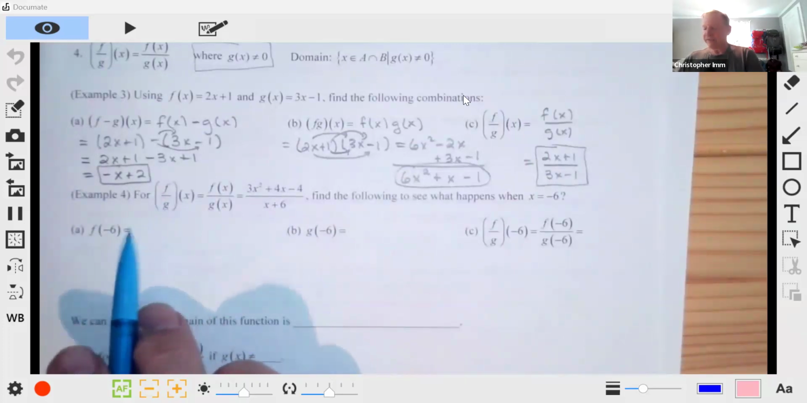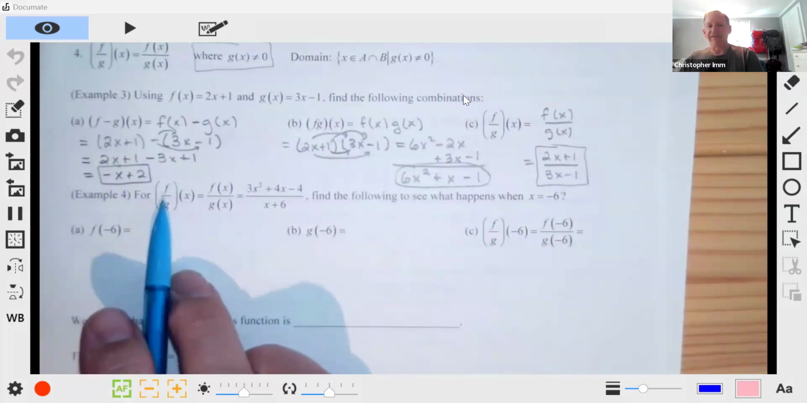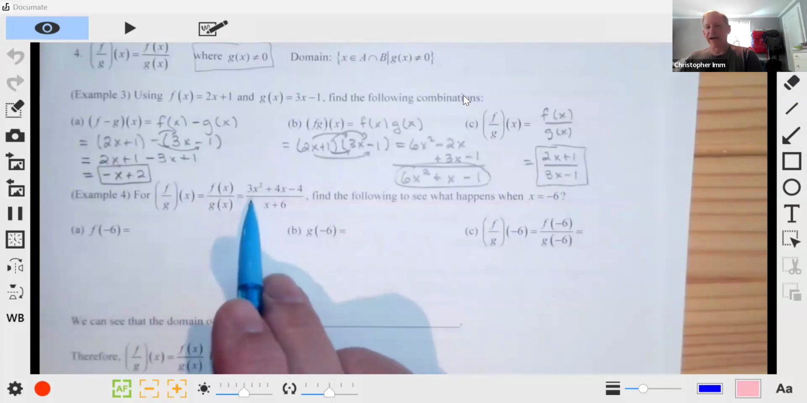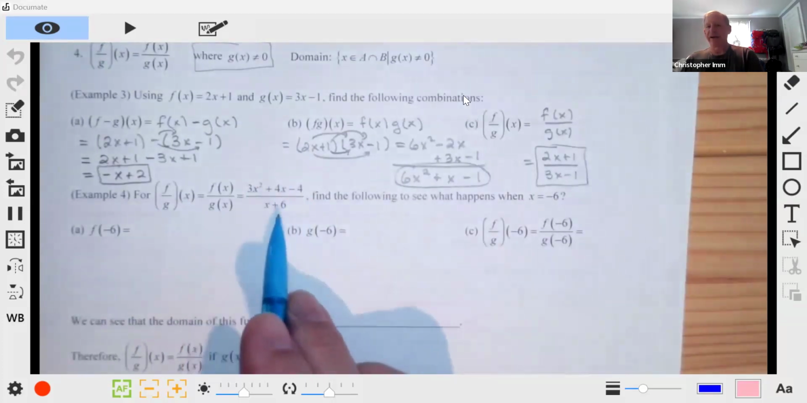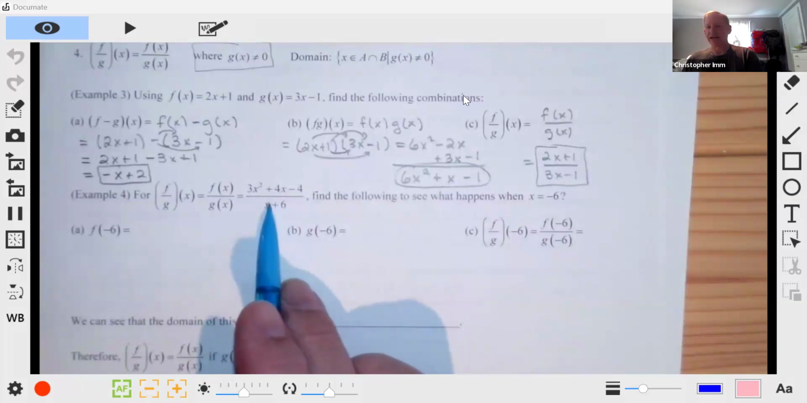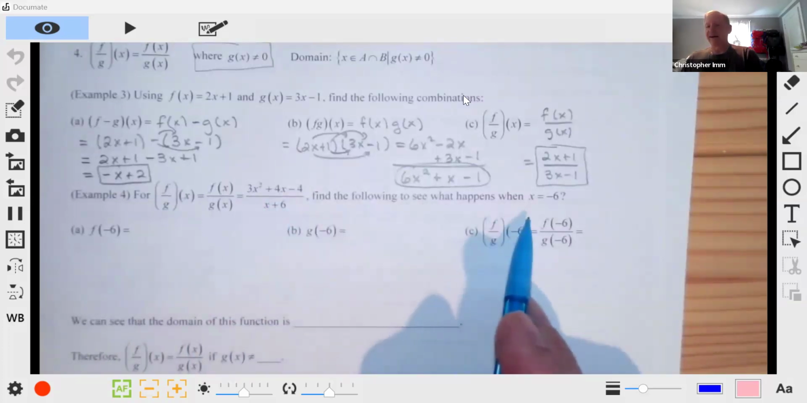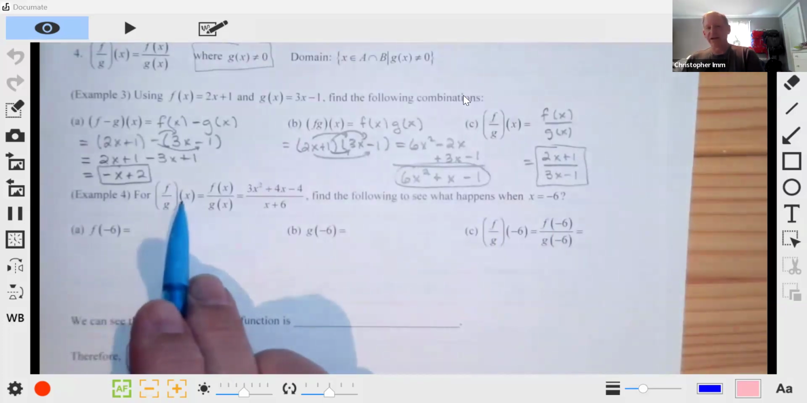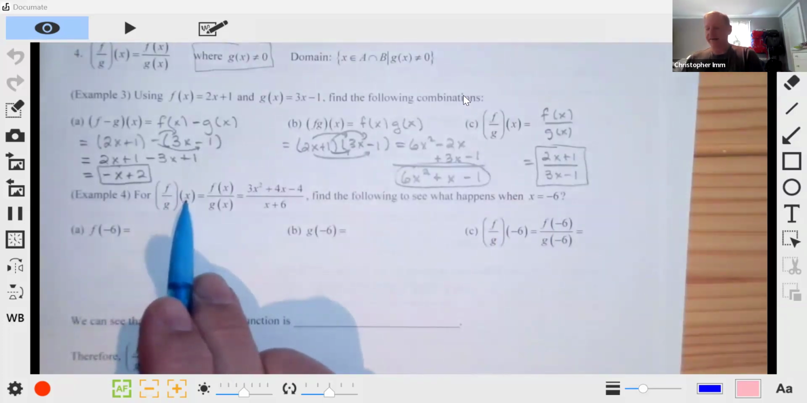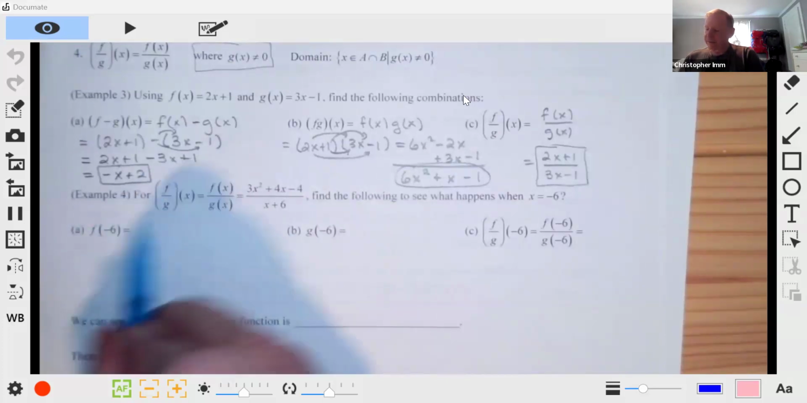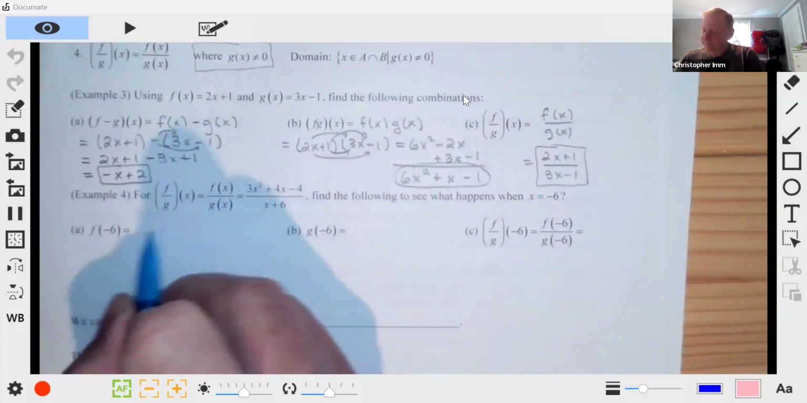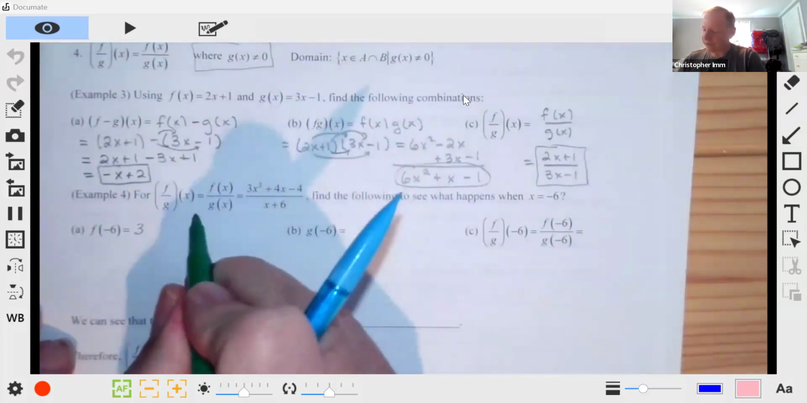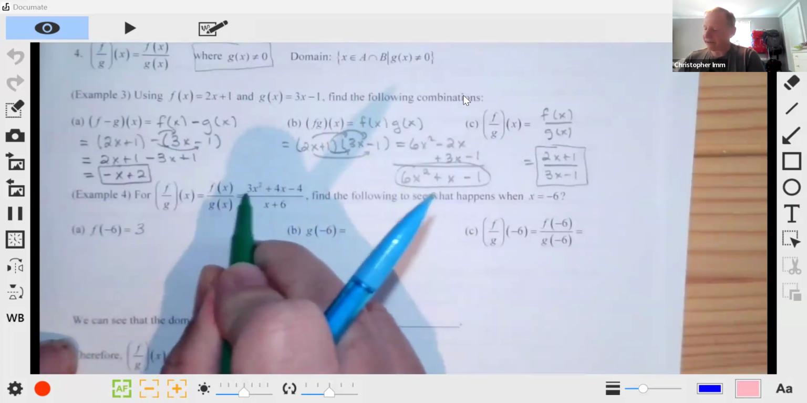So example 4 has us finding f divided by g of x, where we have a quadratic for f, and we have a linear function for g. We're going to see what happens at the value x is equal to negative 6. We're going to evaluate that new function at negative 6. So the numerator is going to be 3. Again, I can use a different color if I want to. I'm going to plug in negative 6 for every x value here.